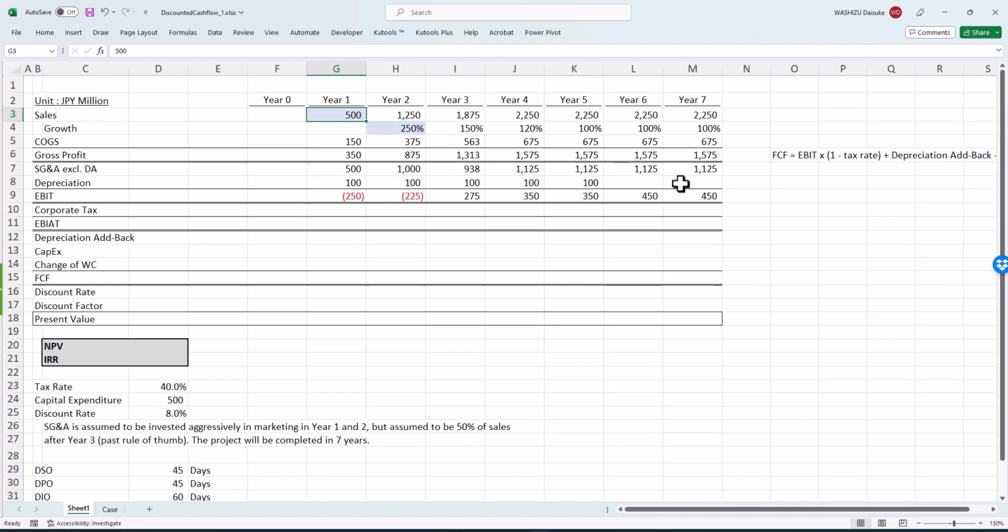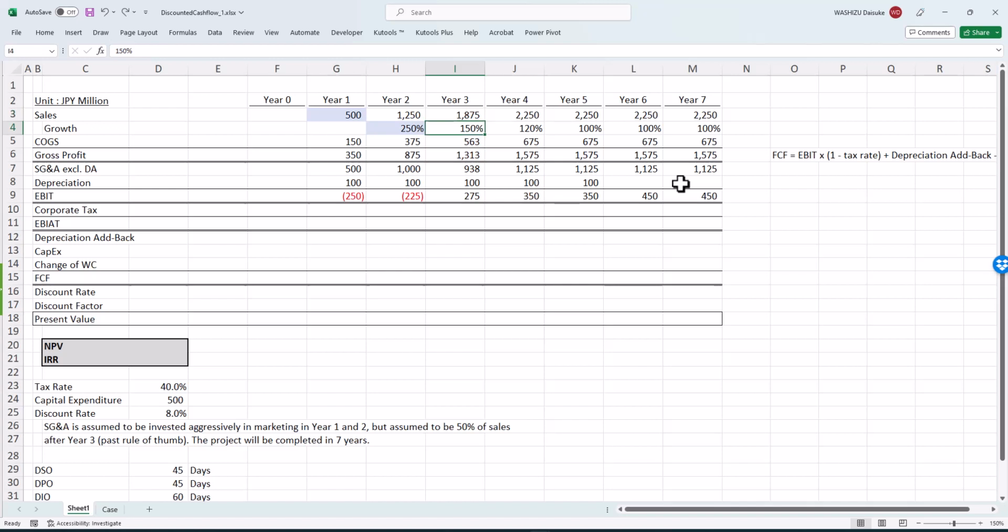Once we define the year 1 sales, let's change it from 500 to 300. Automatically, year 2's revenue should change, right? If I change the growth rate assumption from year 1 to year 2, let's say from 250% to 200%, it automatically changes. So that's the intention. I want to have simulations after completing the financial model. So I want to have formulas as much as possible.